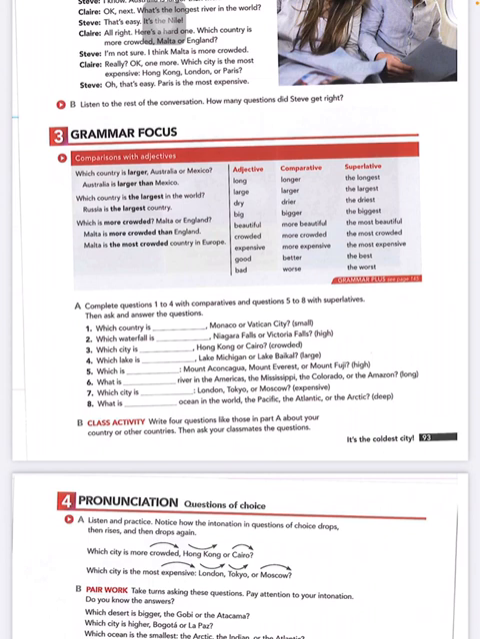Complete questions from 1 to 4 with comparative adjectives, and questions 5 to 8 with superlative adjectives. You don't need to answer the question, just make sure that you get the right answer for the comparison. As you can see, the first one, which country is, we have Monaco and Vatican City. So what should be the answer right there? It should be smaller, right? Because the word given is small, so you can just use smaller, and I will explain more about this. Don't worry about that, okay?